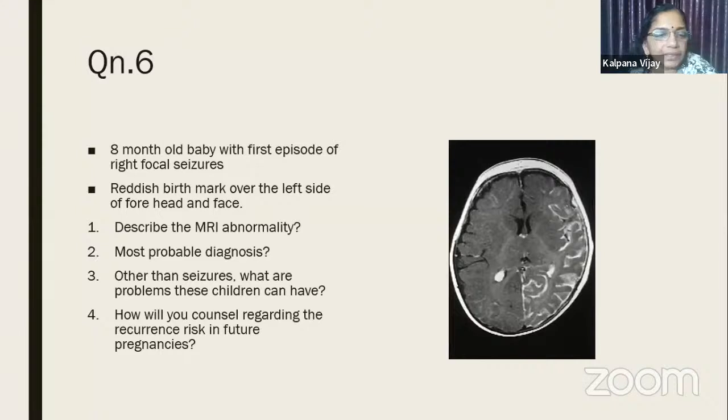So the treatment is actually anti-epileptic drugs, and some people favor aspirin to prevent the episodes of stroke. If they have developed an episode of stroke, it is better to give aspirin. And when the seizures are becoming very resistant to anti-epileptic drugs, then you can do a hemispherotomy. And how will you counsel regarding the recurrence risk? It is a sporadic onset, and so the recurrence risk is negligible.